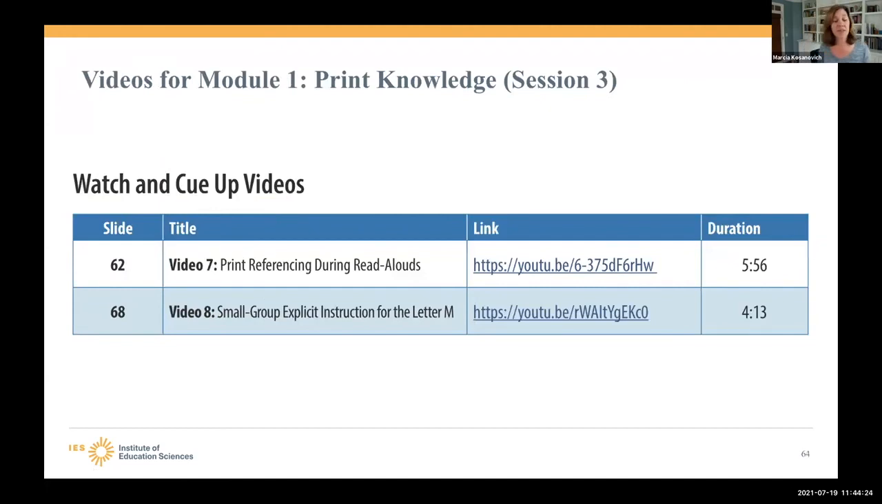And here are the videos for session 3, print referencing during read-alouds and small group explicit instruction for the letter M.